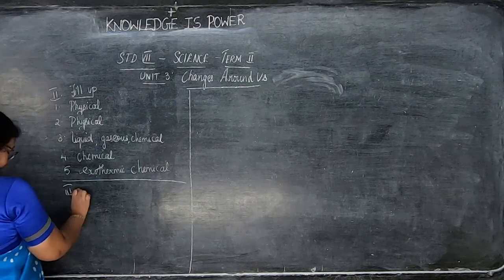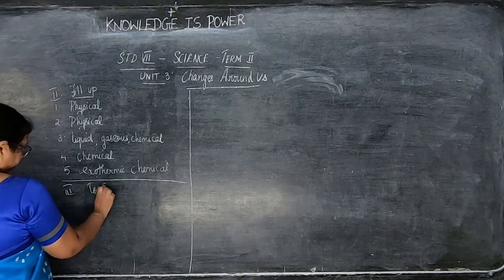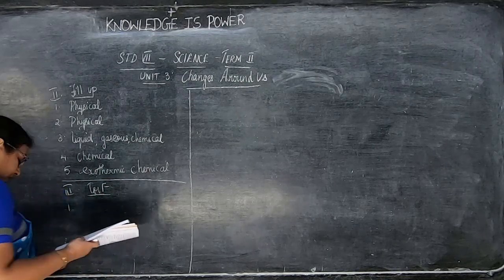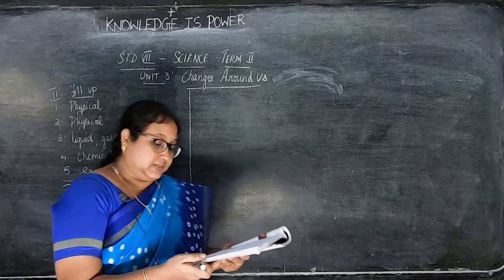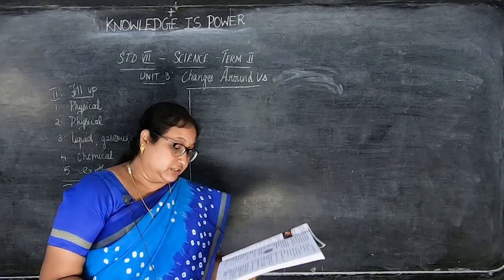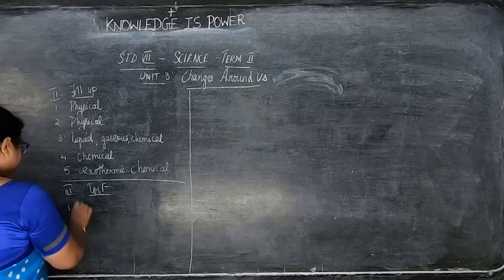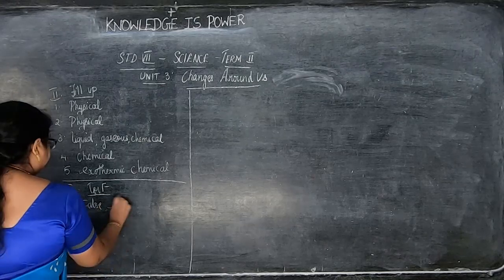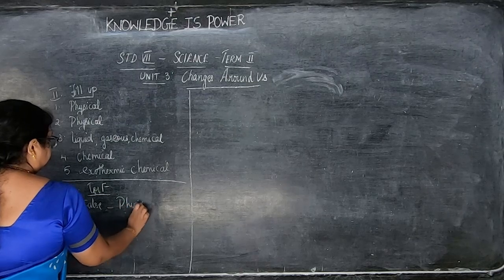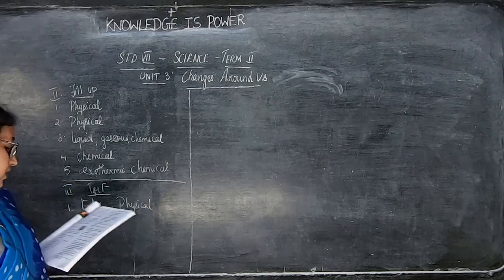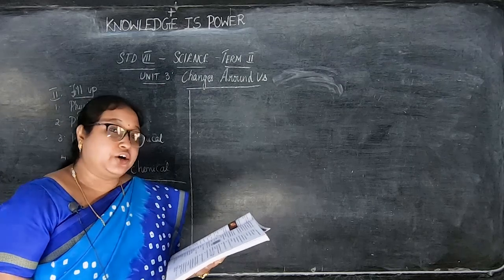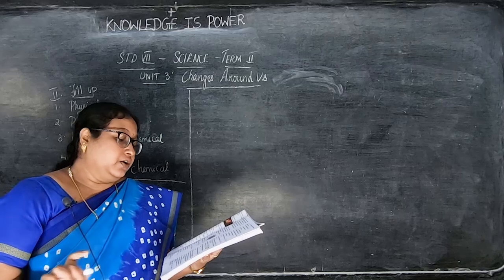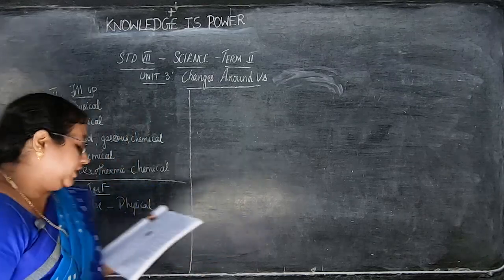Number 3. First one. Cutting of cloth is an example of a periodic change. So it is false. So what changes you will write? Instead of periodic, you will write physical change. So in that question you have been given cutting of cloth is an example of periodic. Instead of periodic, what you will write? Physical. So how will you write the statement? Cutting of cloth is an example of physical change.